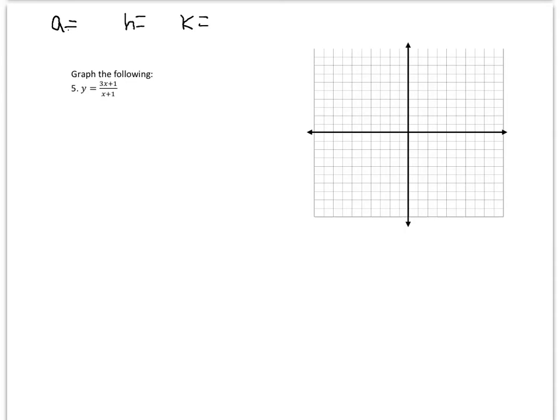But looking at this, could you really tell me what A equals, what H equals, or what K equals? No. So what we need to do is, that's telling me 3x plus the quantity 3x plus 1 divided by the quantity x plus 1. So you need to do the division. That goes outside. That goes inside.